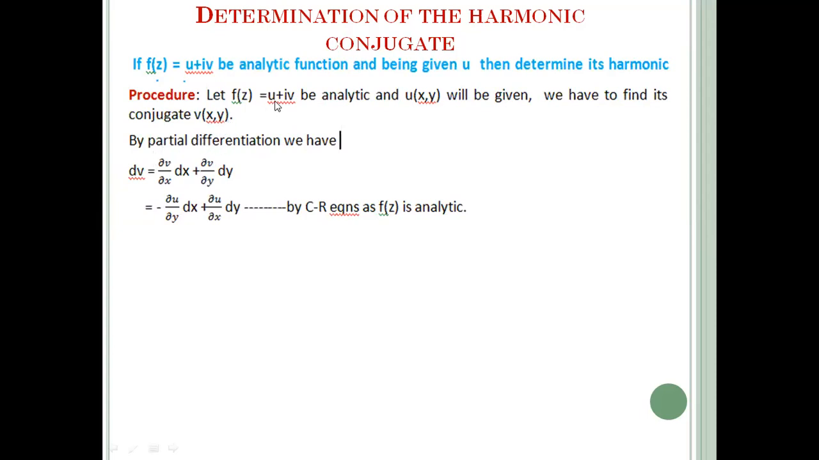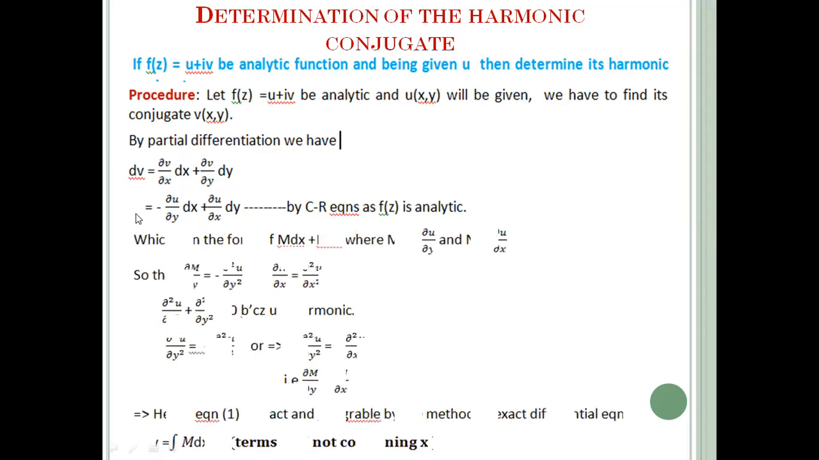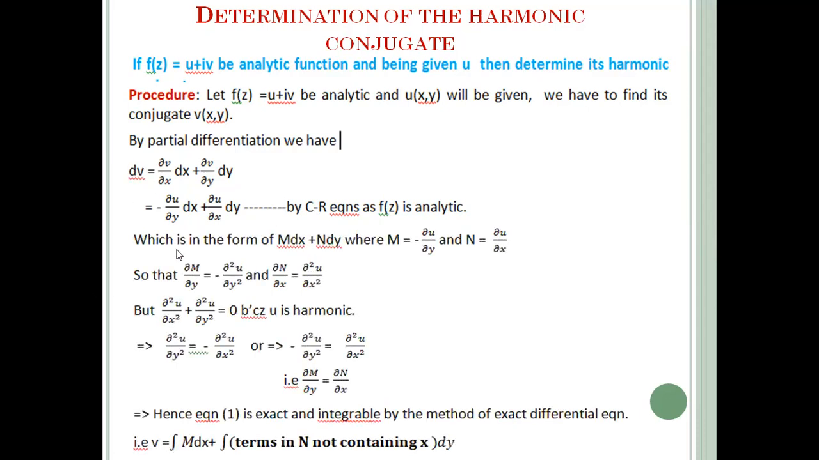As u is a function of x and y, by using partial differentiation which you studied last year, dphi is ∂u/∂x into dx plus ∂phi/∂y into dy. But by using CR equations, ∂phi/∂x is minus ∂u/∂y, and ∂phi/∂y is ∂u/∂x, since the function is analytic. Then dv is equal to m dx plus n dy, where m is minus ∂u/∂y and n is ∂u/∂x.